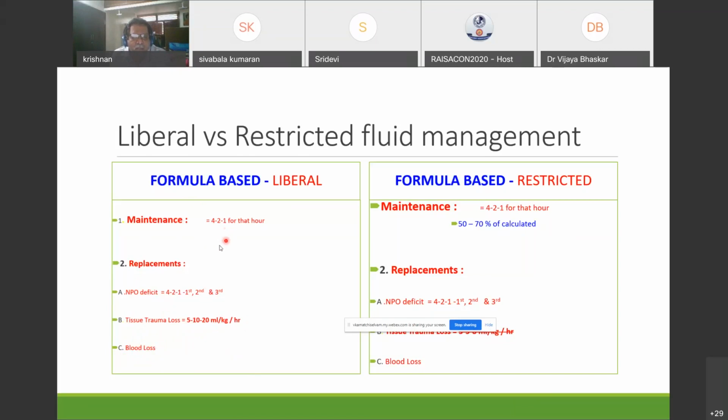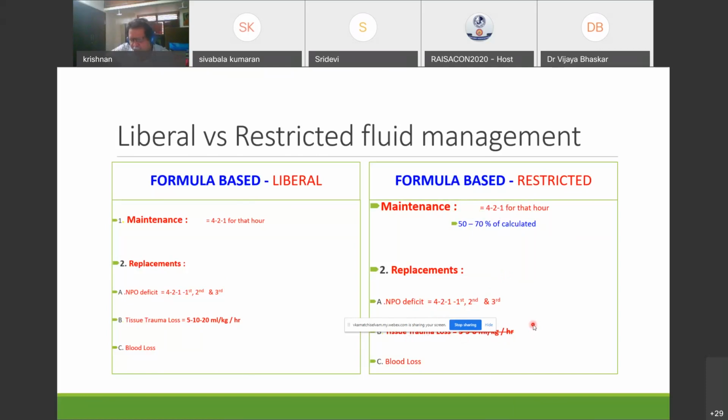We calculate the amount and for the first hour we give so much of maintenance, half of the NPO deficit, and tissue trauma loss. All these things we give. Whereas in restricted fluid management, based on your NICE guidelines, they said don't go by this 4-2-1 formula. Reduce the maintenance to 50 to 70% of the calculated fluid for that particular hour. In replacement, you give the nil per oral deficit, whatever the amount comes. The tissue trauma, what they said is don't give tissue trauma loss.